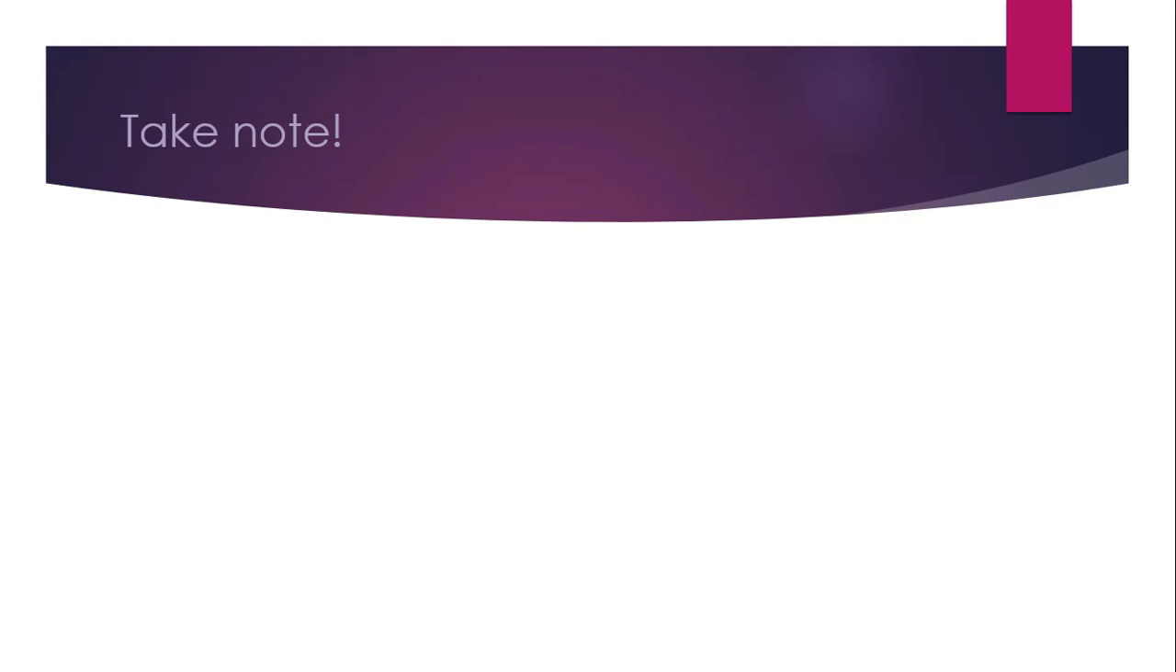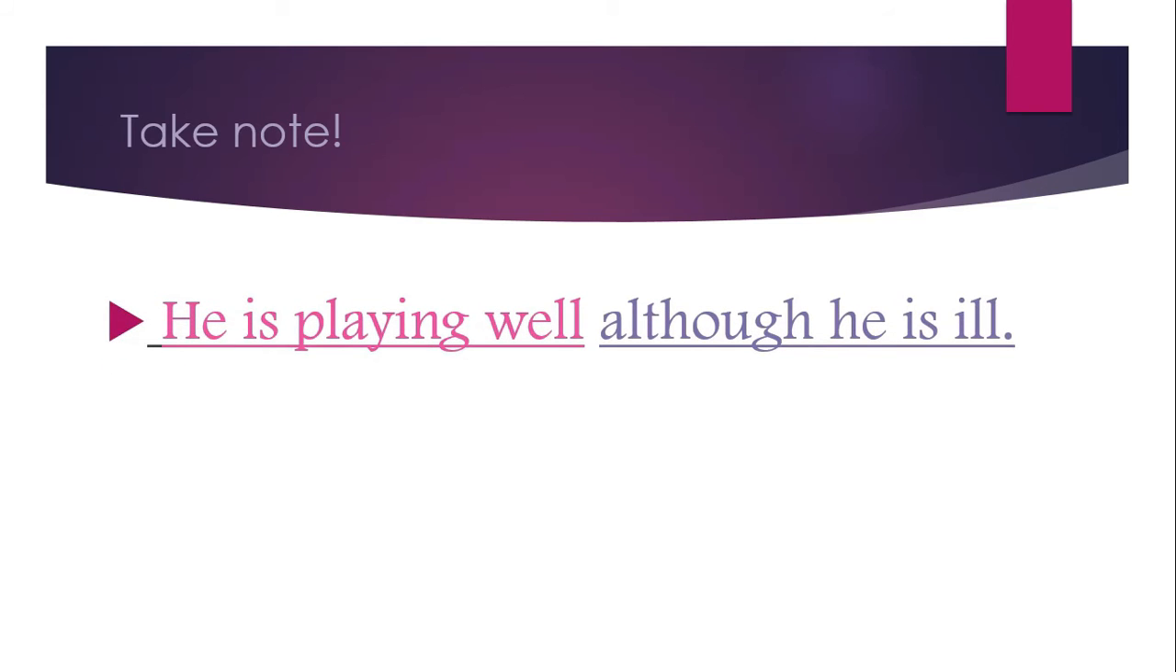Okay, take note that in a complex sentence, if a sentence begins with an independent clause, a comma is not used between the two clauses. Take a look at this example: He is playing well although he is ill. He is playing well is the independent clause, and although he is ill is the dependent clause. The sentence begins with the independent clause, that is why we didn't put a comma between the two clauses.